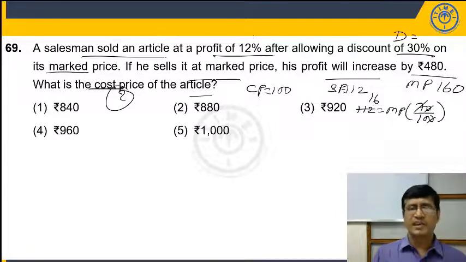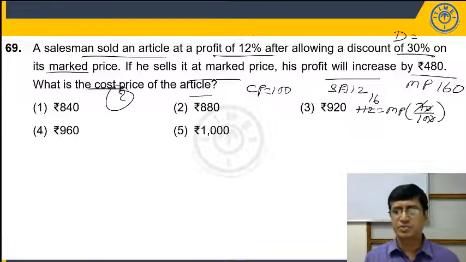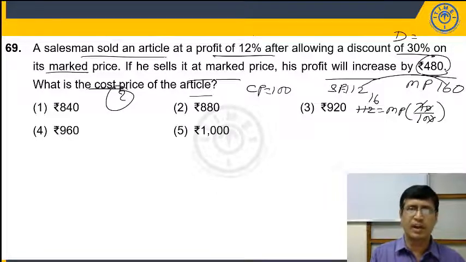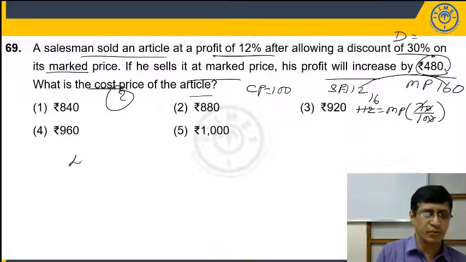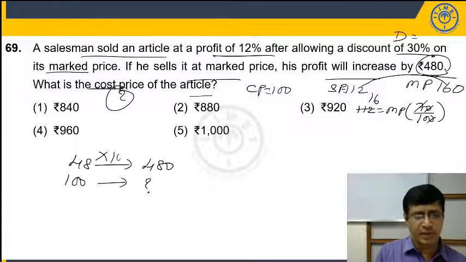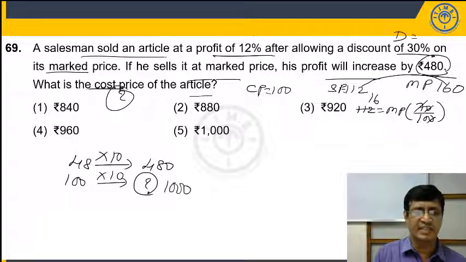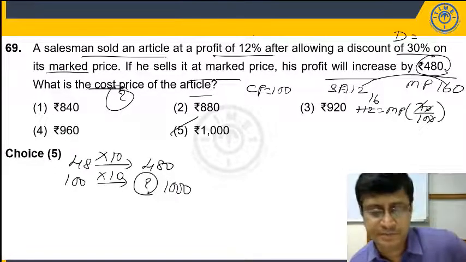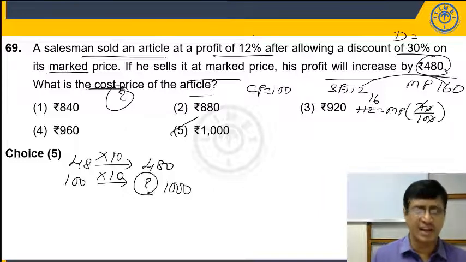Now, if he sells the article at its market price, that is 160, he is making a profit of 480 more. So the difference between the selling price and the market price, 112 and 160, is 48. That 48 is equal to 480, then how much is the cost price? 10 times of 48 is 480, so 10 times of 100 is the answer, that is 1000. Right choice is option 5. Fifth choice is the answer for this example.